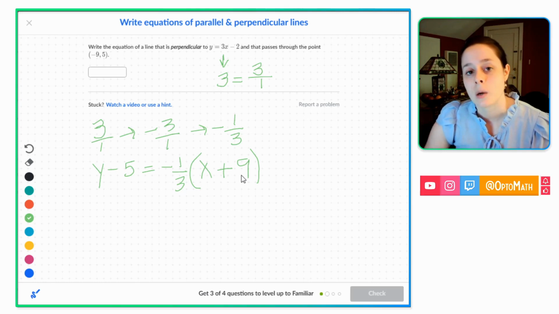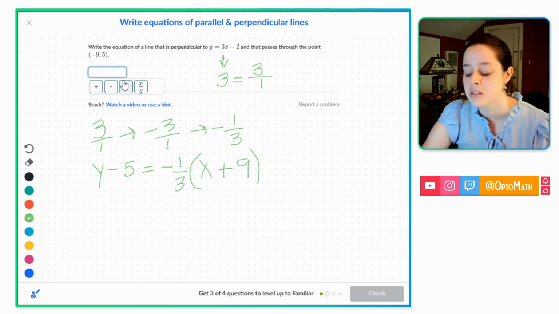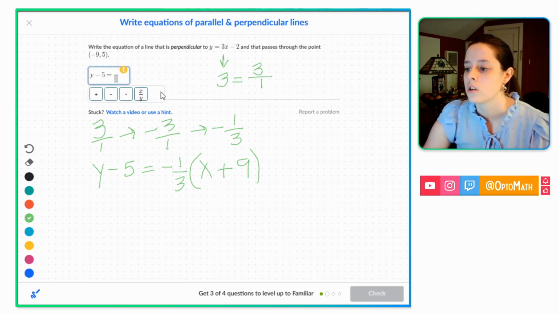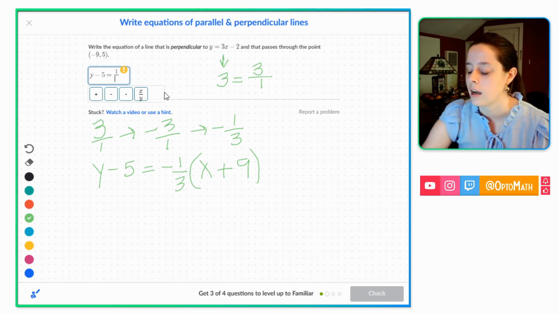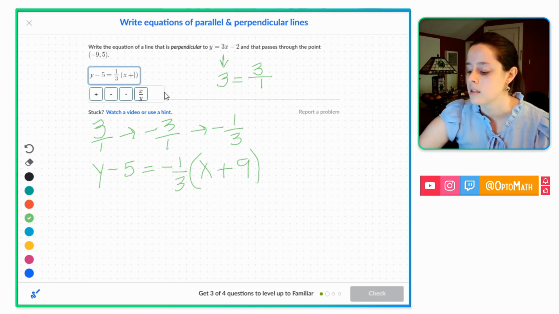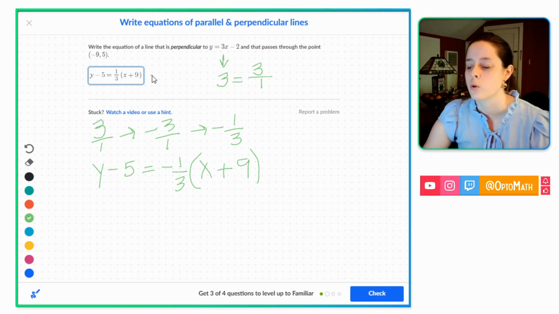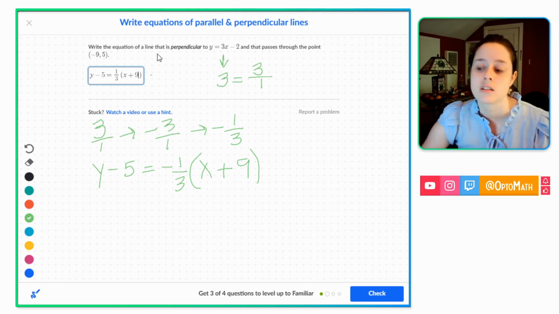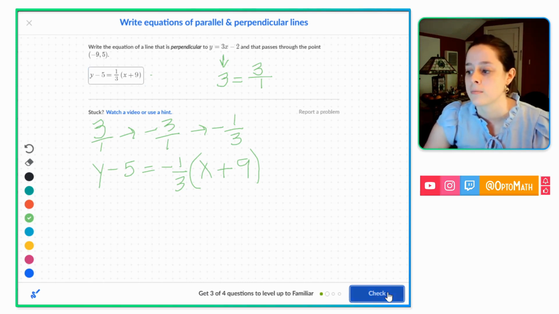It does not tell us that we have to write this in slope-intercept form, so we can actually go ahead and be finished with this. So y minus 5 equals, and let's use this fraction bar to write our 1/3. I go down arrow on my keypad to do that, and right arrow to get out of that denominator. And now I can do my parentheses. X plus 9. You certainly can continue to work on this and write it in slope-intercept form, but it doesn't specify that, so we can be done. Let's check.